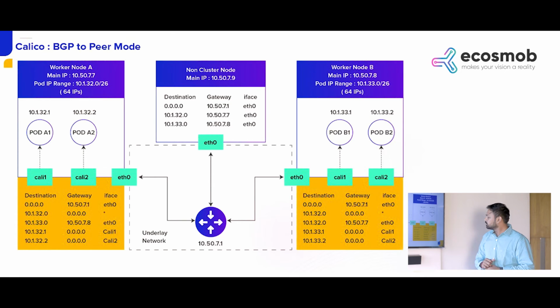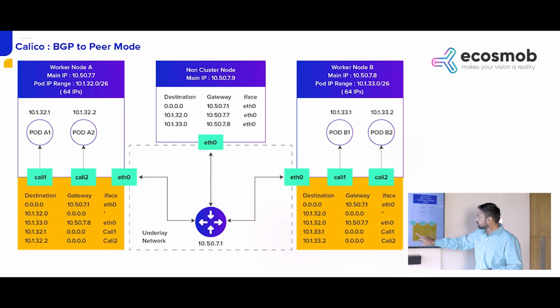Now, interesting thing to see over here is how the routing of the pods which belong to the same worker node and the pods which belong to the different worker node are created. So let's take an example of this one, 10.1.32.0. Okay, so this is the IP range which is assigned to worker node A. Okay, and I can see there are two pods, 10.1.32.1 and 10.1.32.2.